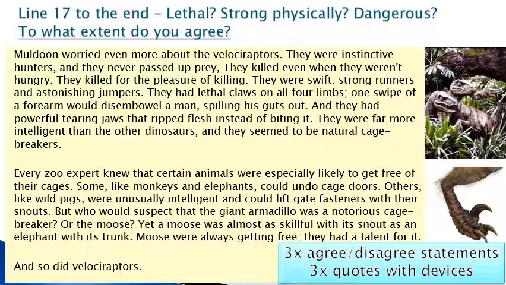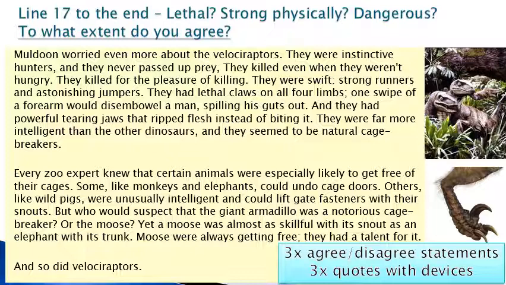Okay, so you want to find 3 things that make you agree or disagree. You want to select 3 quotations with devices within them. Look out for devices, because remember this is a language question in disguise. So find 3 quotes with devices that make you agree or disagree with the statement. Try and find something for lethal, something for strong physically, something for dangerous.